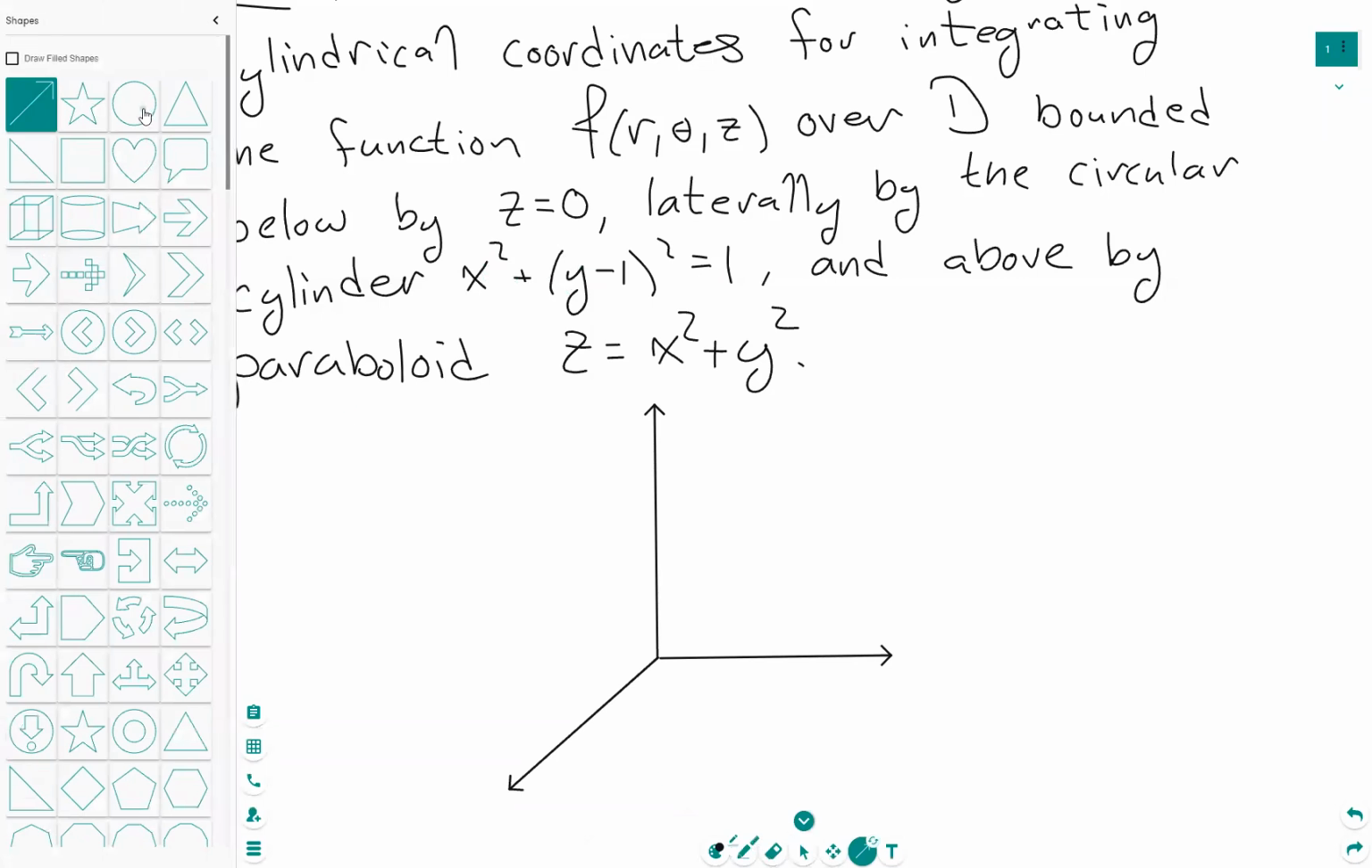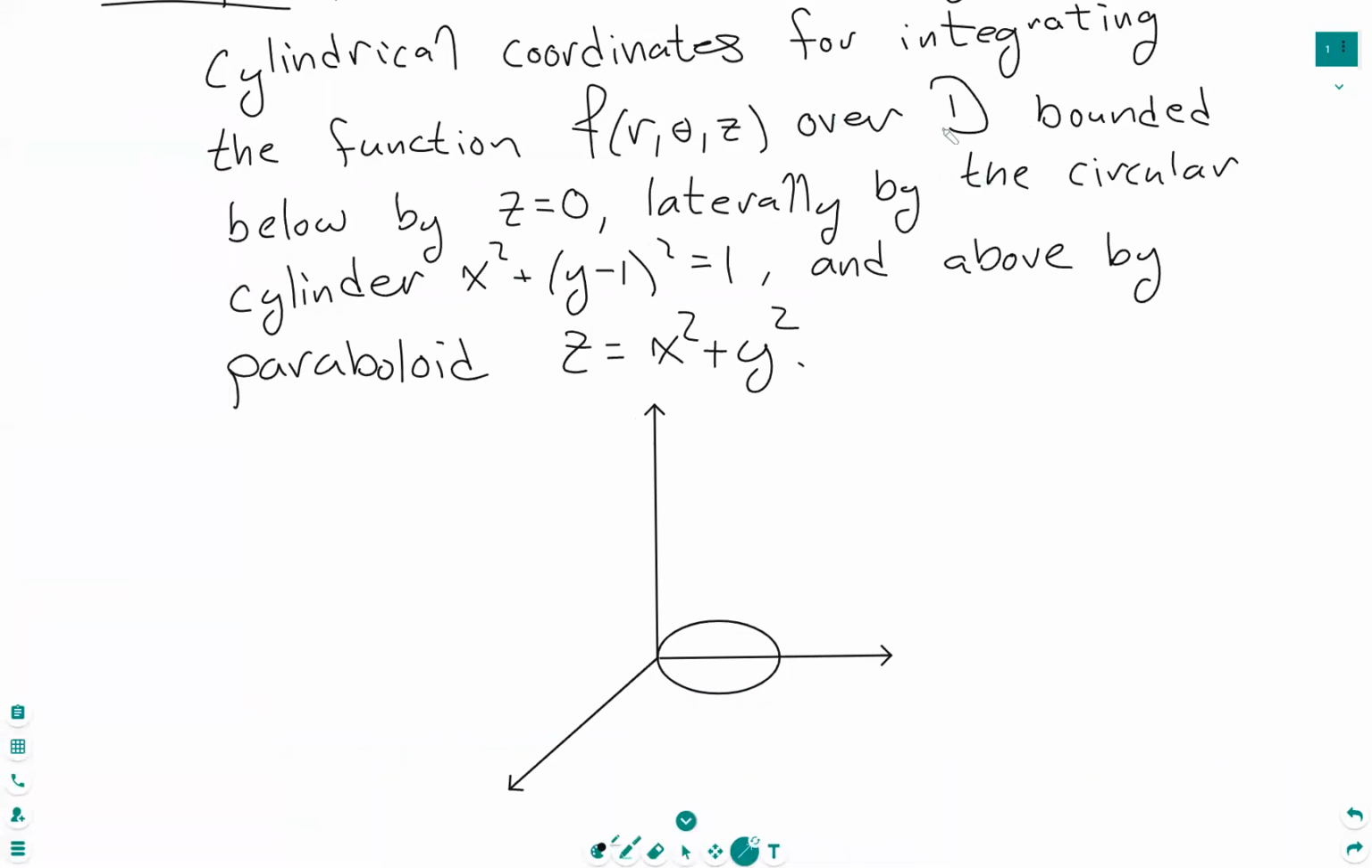So let's see if we can draw a little circle here. Remember, because it's centered at (0, 1), it does just touch the origin because it has radius 1. Then we're bounded above by this paraboloid, x squared plus y squared. That looks something like this. Not quite symmetric, my drawing, but it should be.